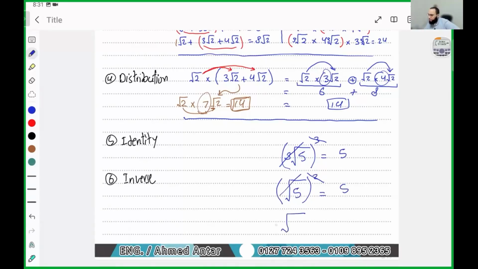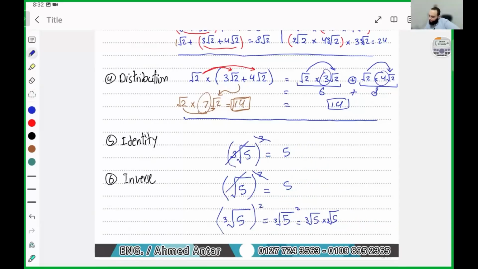But if it is cubic root and a second power, can we cancel them together? No, we can't. Then you have to leave it as it is. It's something like cubic root 5 to the power of 2, and you can write it as cubic root 5 times cubic root 5. I can write it like that: 5 times 5, 25. Then it's only one cubic root, and beside it 25.